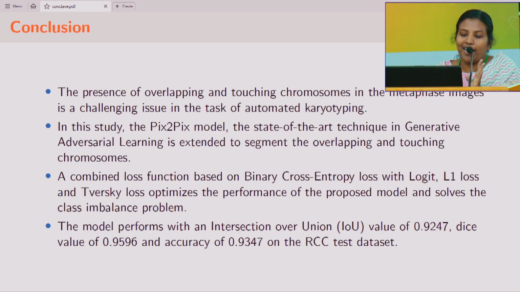With the time constraint, I am concluding. The presence of overlapping and touching chromosomes in metaphase images is a challenging open task in automatic karyotyping. We have identified that the generative adversarial model pix-to-pix can solve this problem to a certain extent, but the problem is the availability of data sets. If we are able to generate a large amount of data for solving such problems, we can make use of generative adversarial networks. Surely, for novelty, certain things we have to include and ensure.